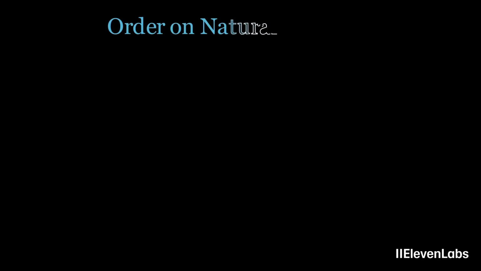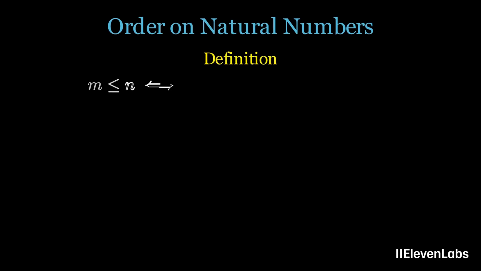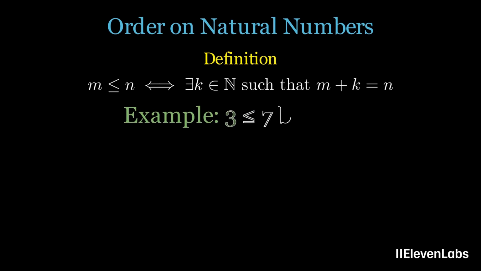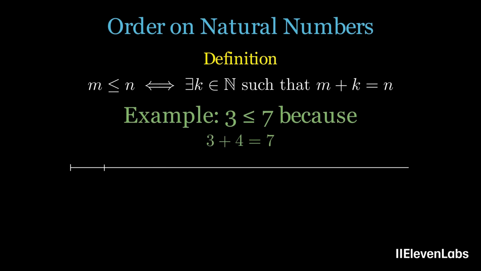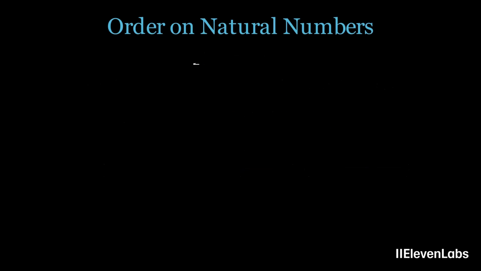Now we define the natural order on the set of natural numbers. We say that m is less than or equal to n if there exists a natural number k such that m plus k equals n. For example, 3 is less than or equal to 7 because 3 plus 4 equals 7. We also say that 7 is greater than or equal to 3.